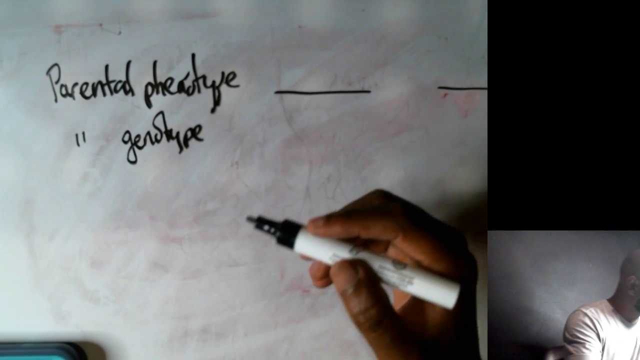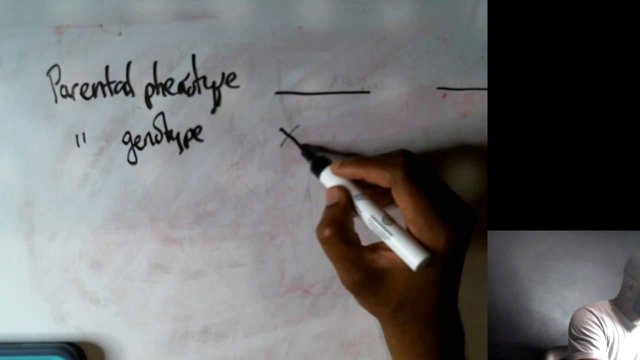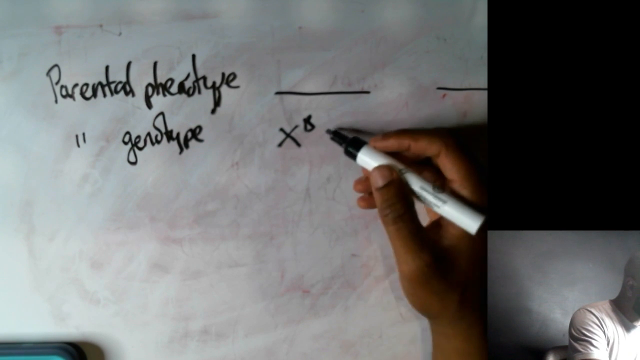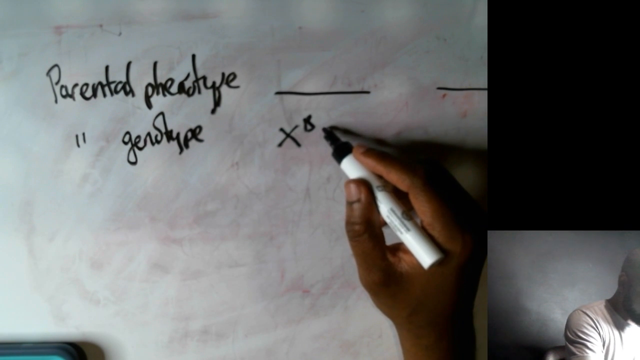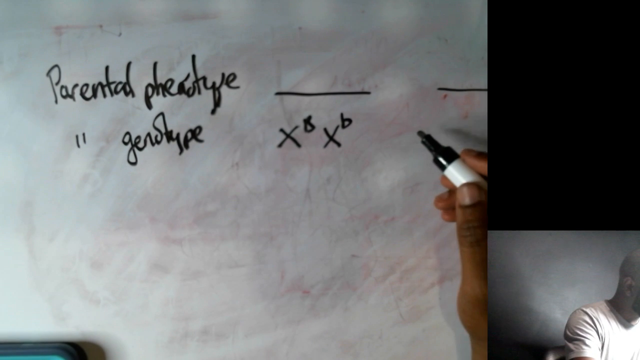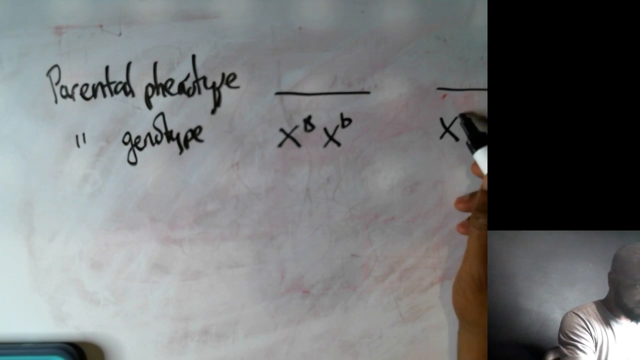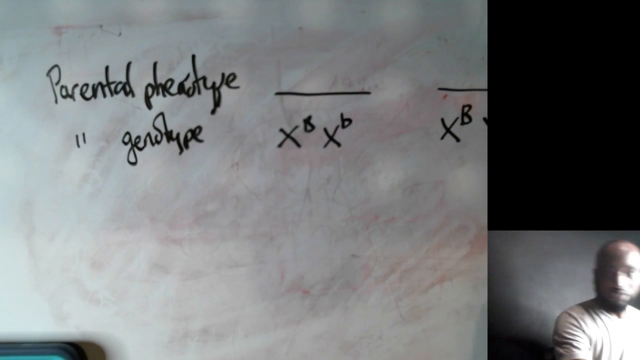What they tell us to use: X, X^B, and X. She's a carrier, right? So she'll have one of the common. And father is going to be like this. So we good there?